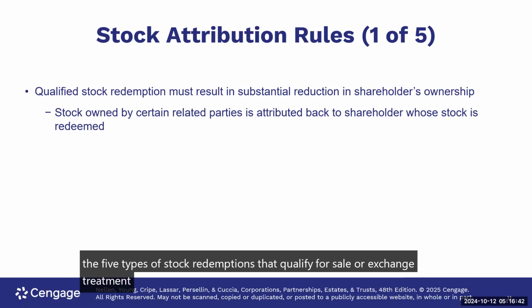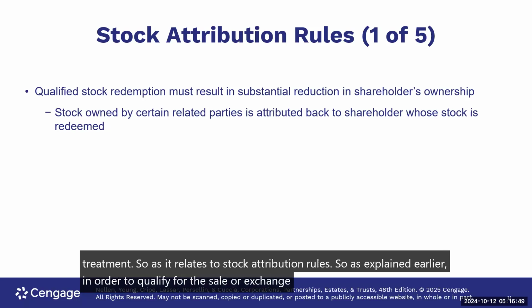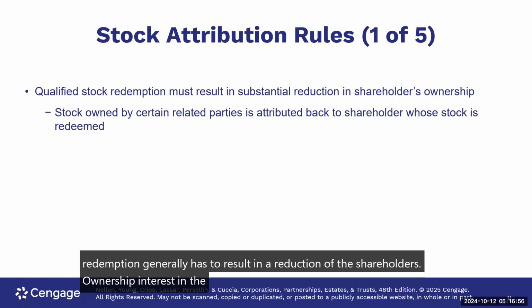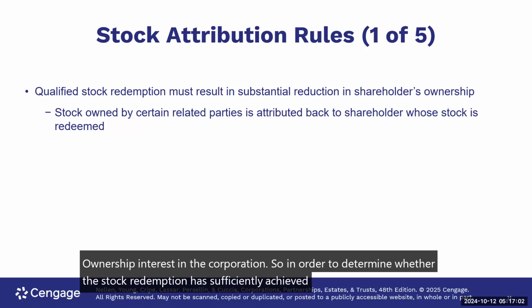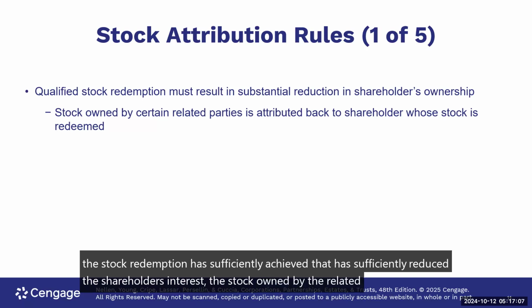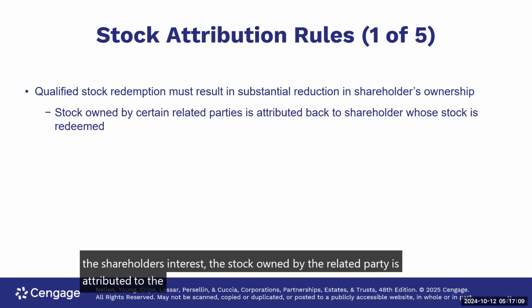So as it relates to stock attribution rules, as explained earlier, in order to qualify for the sale or exchange treatment, the stock redemption generally has to result in a reduction of the shareholder's ownership interest in the corporation. So in order to determine whether the stock redemption has sufficiently reduced the shareholder's interest, the stock owned by the related party is attributed to the redeeming shareholder. So Congress enacted the stock attribution rules to serve this purpose ultimately.